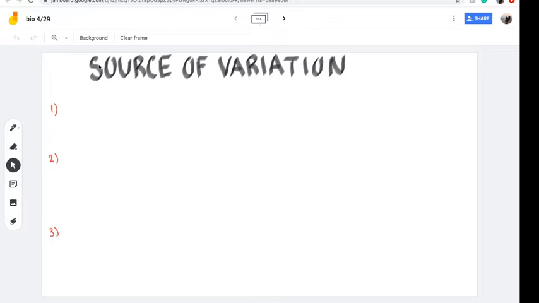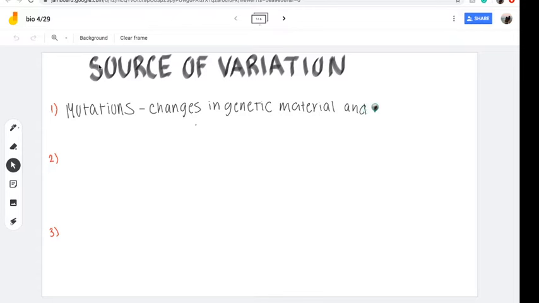The first one is mutation. Mutations are changes in genetic material and are the raw material for evolutionary change.